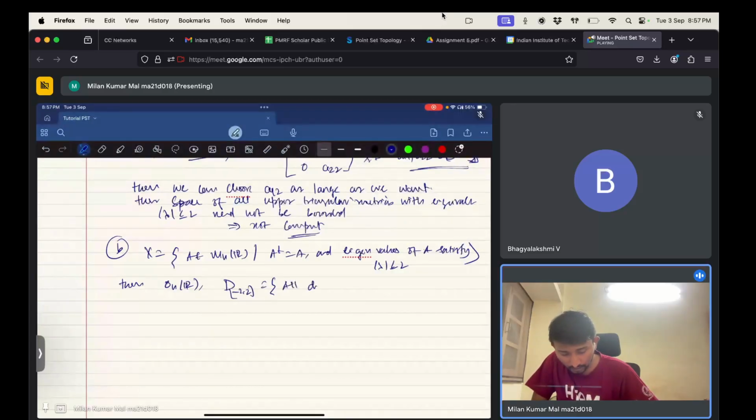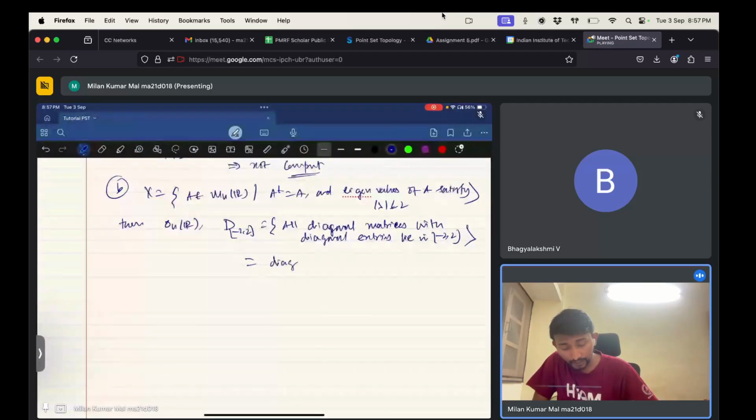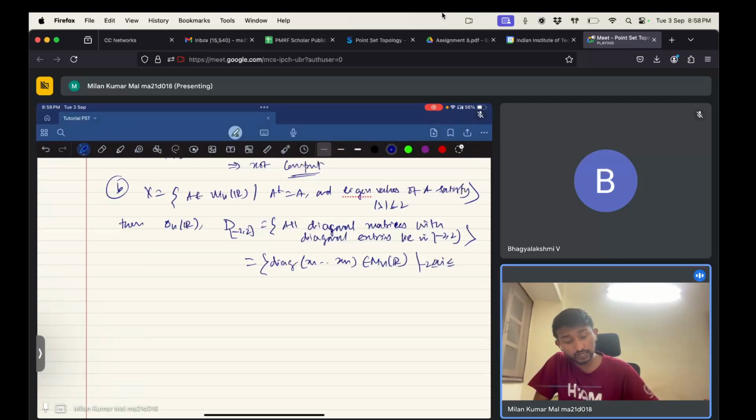D is the set of all diagonal matrices with diagonal entries lying in minus 2 to 2. That means this will be something like diagonal of x1, x2, ..., xn coming from MnR, such that each xi should lie between minus 2 and 2. That is what I am taking.